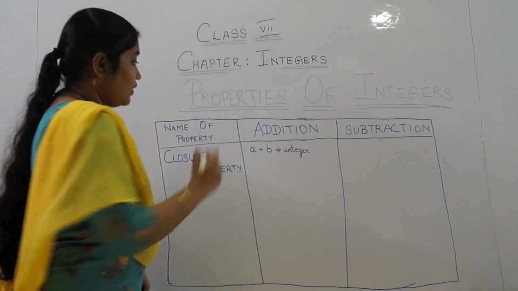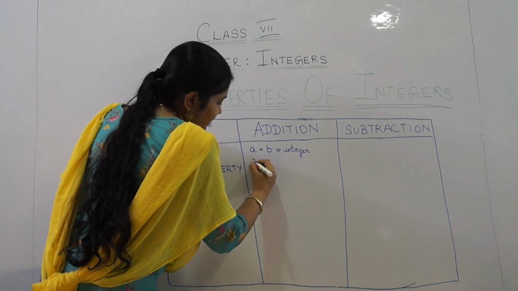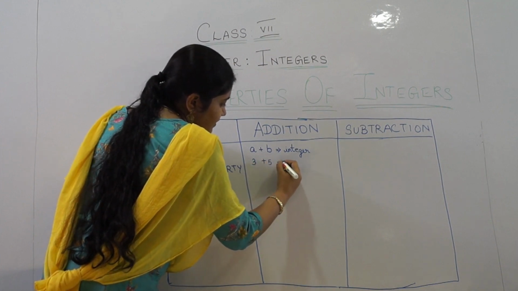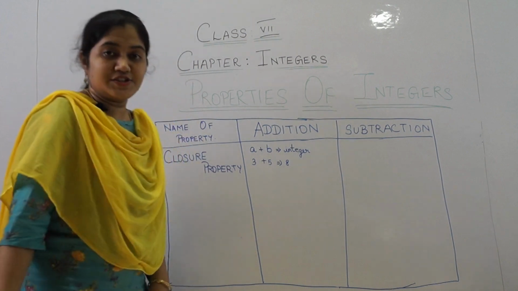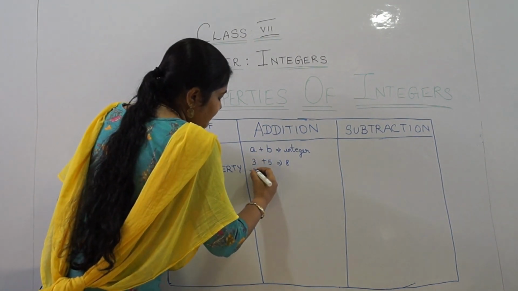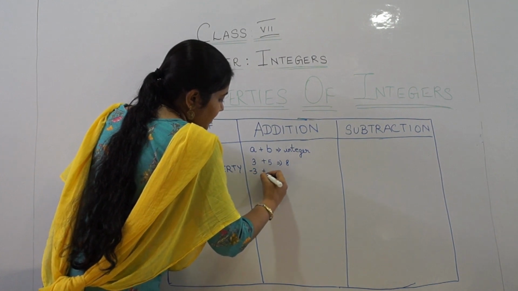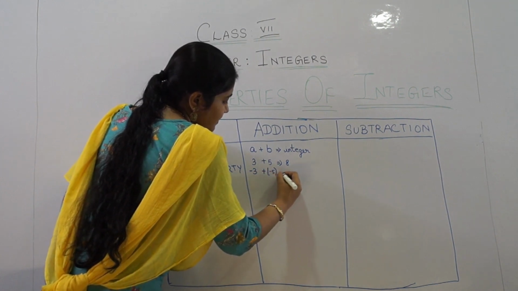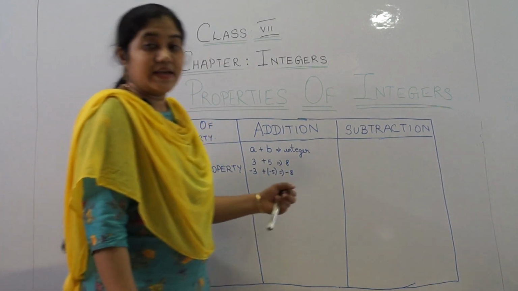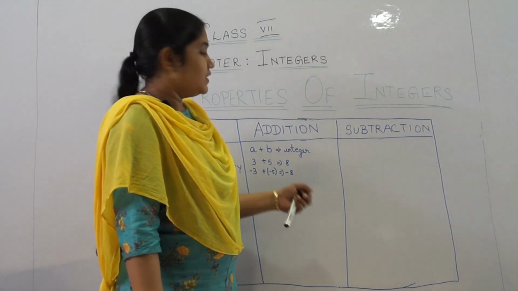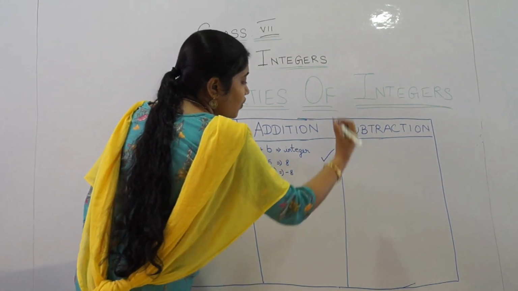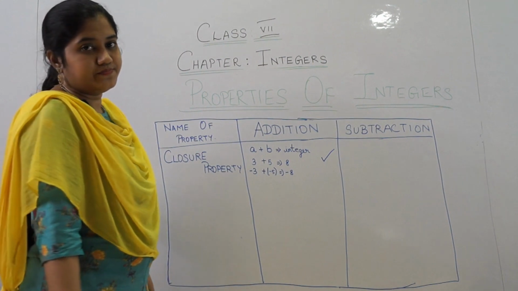So shall we check? When I take a to be 3 and b to be 5, and when I add them, the result is 8. Is 8 an integer? Yes, it is an integer. Now let us see for negative numbers. Minus 3 plus minus 5, which is equal to minus 8. Again, minus 8 also comes under integers. So yes, the closure property holds good for addition.